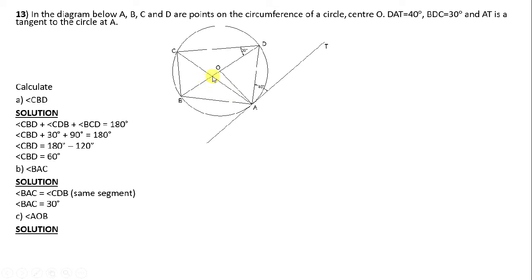So we are supposed to multiply by 2. So we are saying angle AOB is equal to 2 angle ADO. Since we know that angle ADO is 50, multiply that by 2. Our angle AOB will be equal to 100 degrees. We continue.